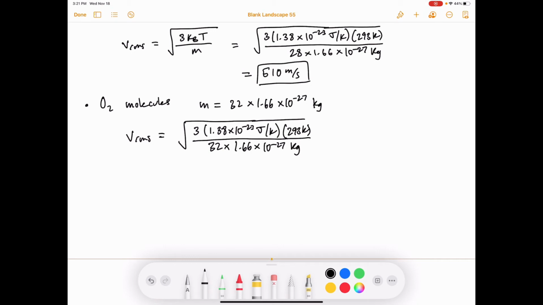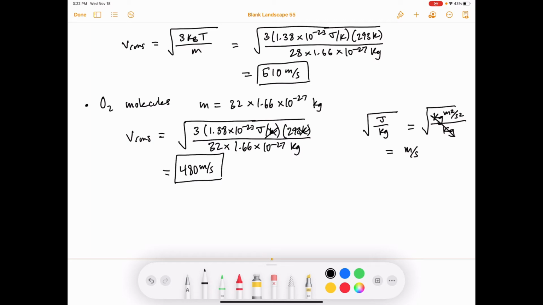And let's just take a quick look at the units here. You can see that units of Kelvin cancel. And what we're left with is the square root of joules divided by kilograms. But I want to remind you that a joule is a kilogram times a meter squared per second squared. Kilograms cancel, take the square root, it's meters per second, okay? Anyway, if you crunch these numbers, you're going to get about 480.